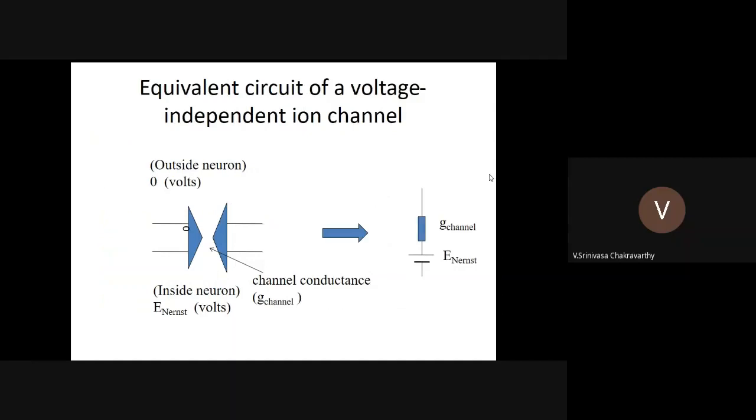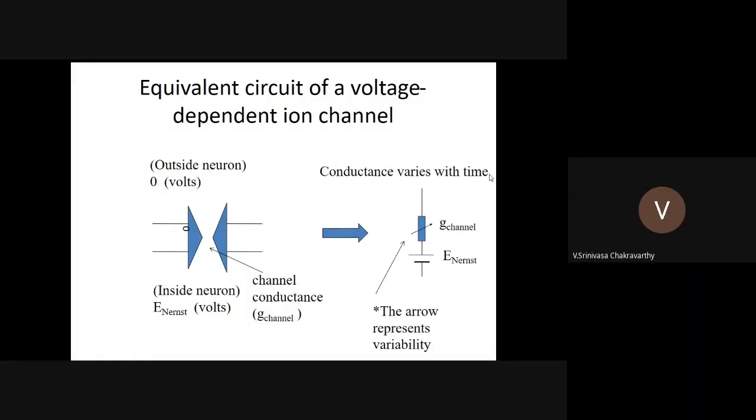If you have a channel like this, it can be represented as a series combination of a conductance and a battery. The battery value corresponds to the Nernst potential, and the conductance is in series with it. It must be in series because if the channel closes, then the current stops completely. Only when it is in series does channel closing mean conductance is zero, so there's no passage of current. Therefore, it has to be in series in an equivalent circuit.